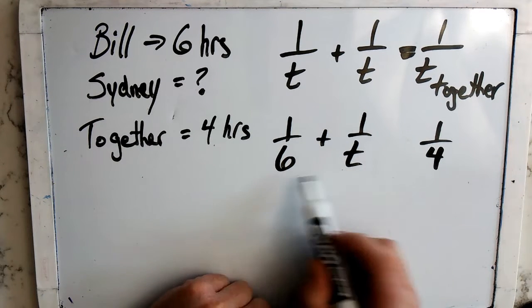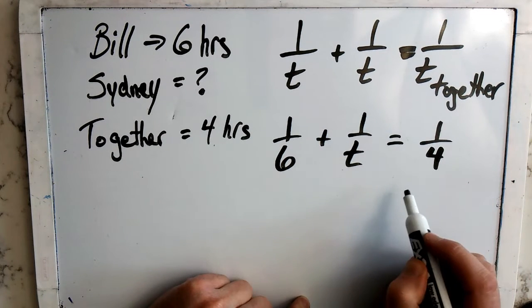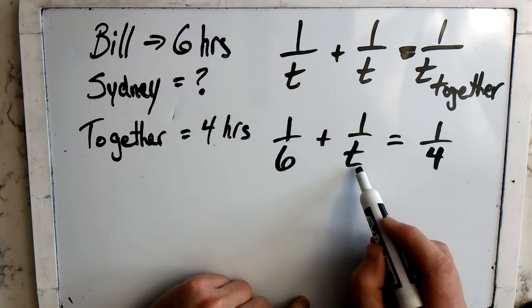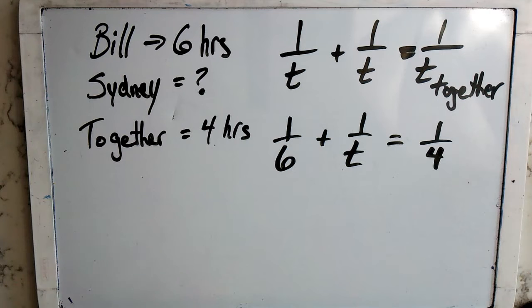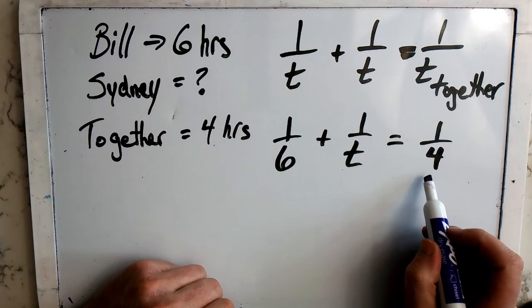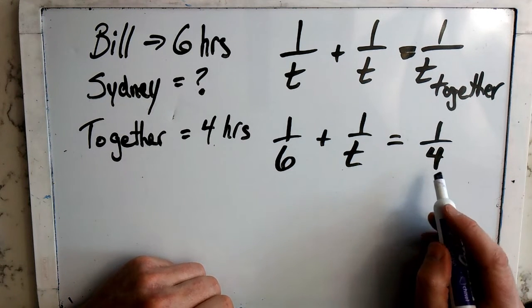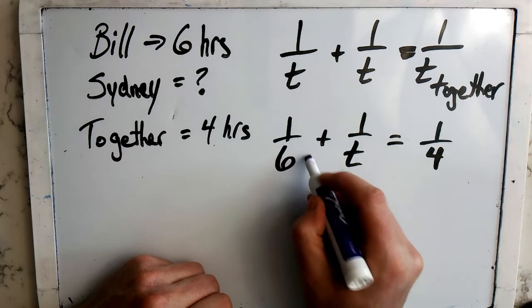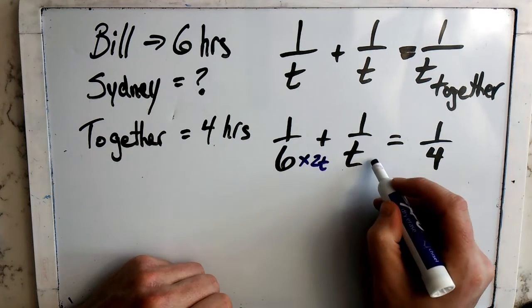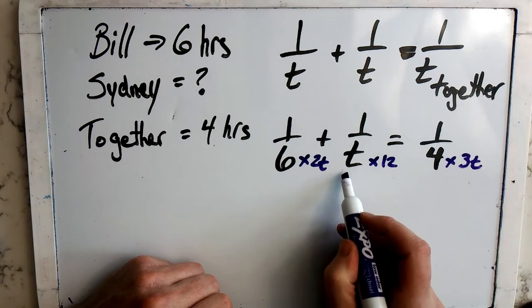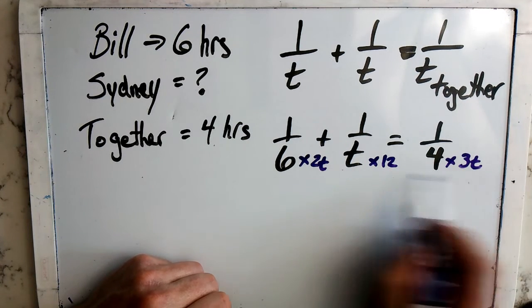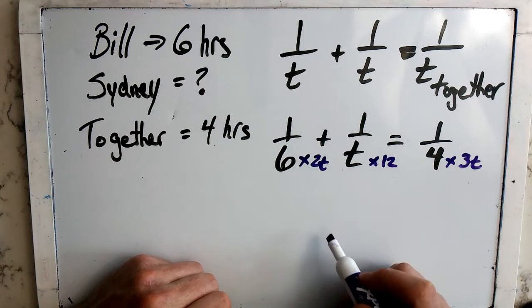So now that I've got it set up, I'm going to put the equal sign in there. These two added together equals 1 over 4. So I'm going to use common denominators. 6 and 4, I have to go up to 12. 6 times 2t, 4 times 3t. Remember, common denominator must have the t's. This already has it. These two don't.